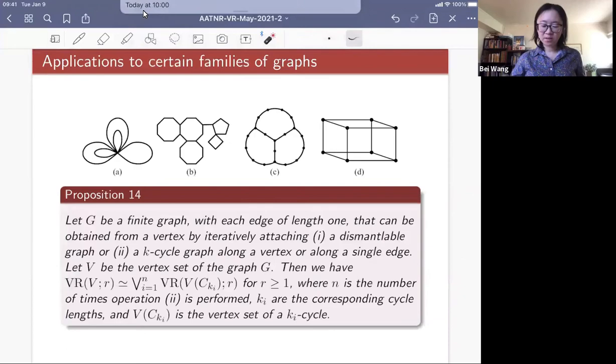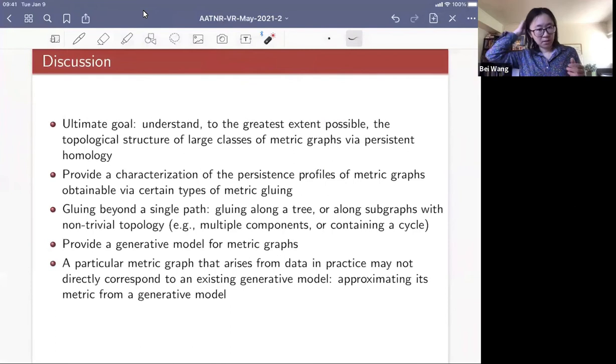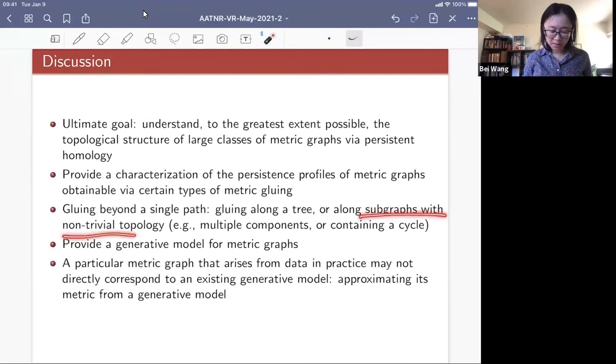That leads to the ultimate discussion part. The ultimate goal is: can we study the topological structures of larger classes of metric graphs? Can we glue beyond a single path? Things like gluing along a tree, or along subgraphs. This is the interesting part: if I have metric graphs, what if we want to glue along subgraphs with non-trivial topology, not just contractible ones, or those whose Vietoris-Rips complex is contractible? And what if there are multiple components you are gluing?